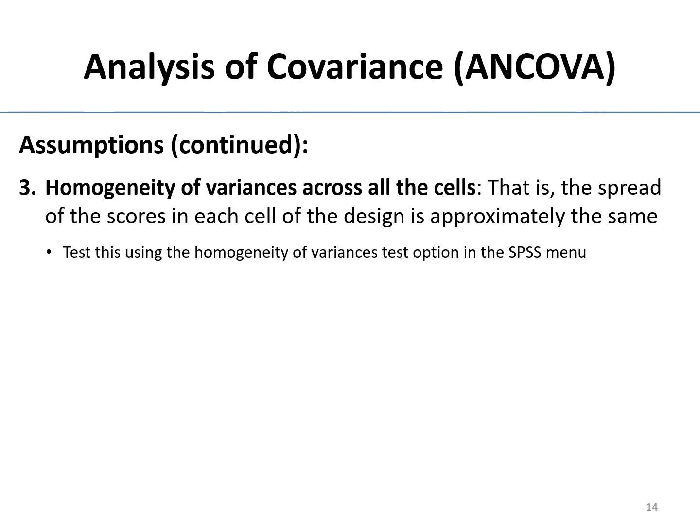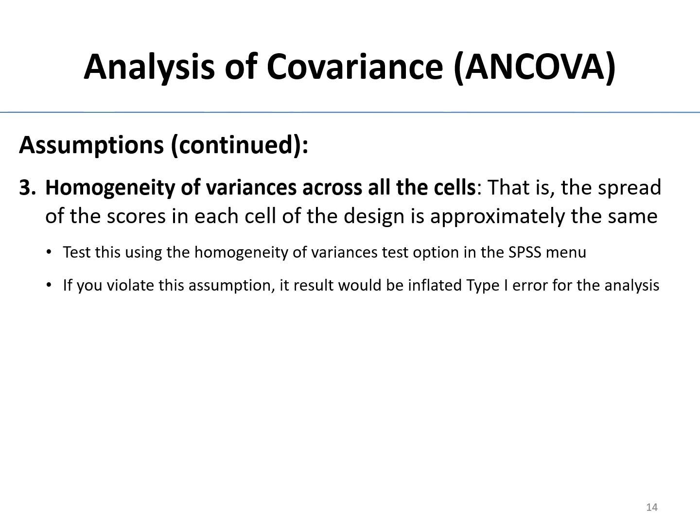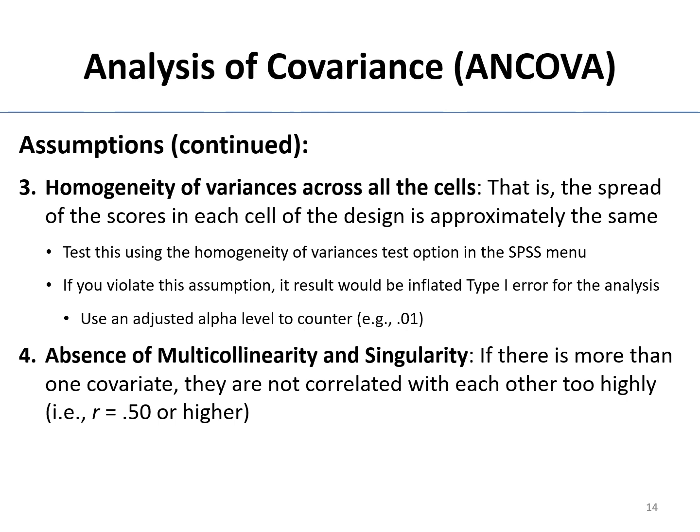So how do you test this? Well, you click homogeneity test in SPSS and you get Levene's test. If you violate this assumption, the result is that you have type 1 error inflation. And so what do you do? Do you give up and do nothing? No, one option is to use a tighter alpha level, so 0.01 for example, instead of 0.05, in an attempt to decrease the amount of type 1 error inflation from violating the homogeneity of variance assumption.